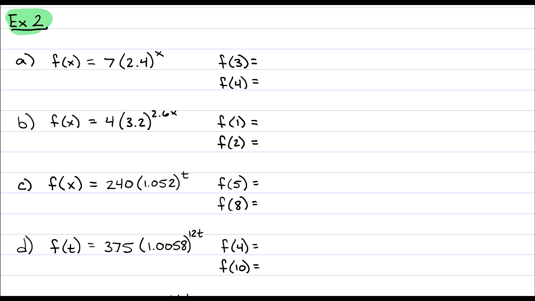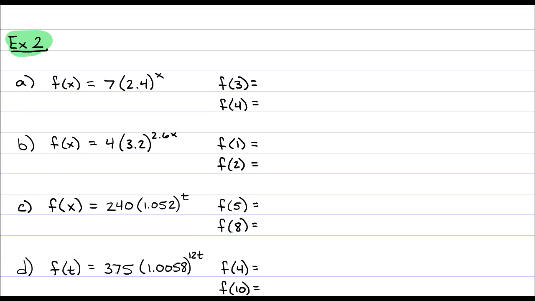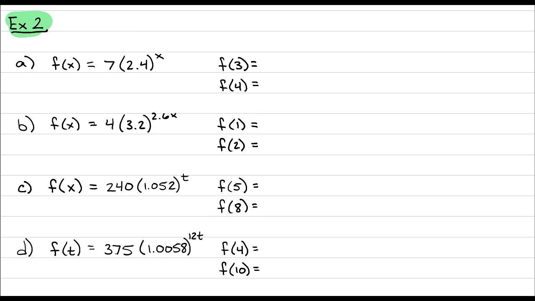So, to calculate f of 3, we need to plug 3 in everywhere we see an x. So that's going to give us 7 times 2.4 cubed. So practice plugging this into your calculator. If you are using your TI-83 or 84, something like that, the way you would enter this into the calculator would be 7 times, and then you don't have to put parentheses here, but it's good practice, 2.4, then we close the parentheses and raise this to the third power.